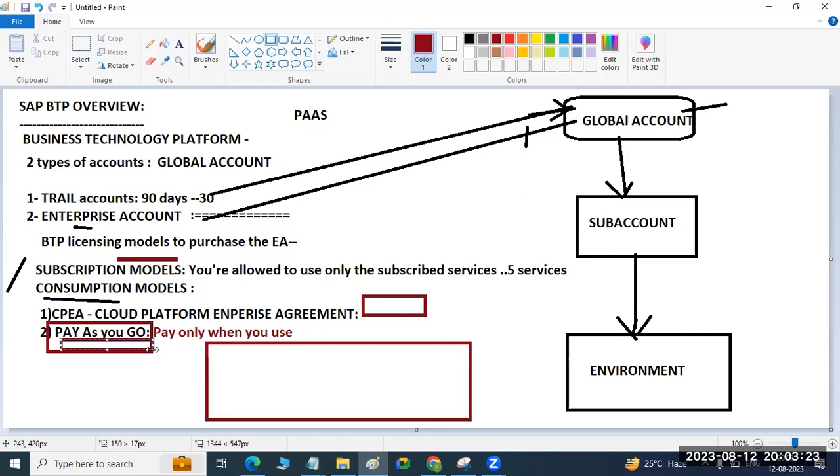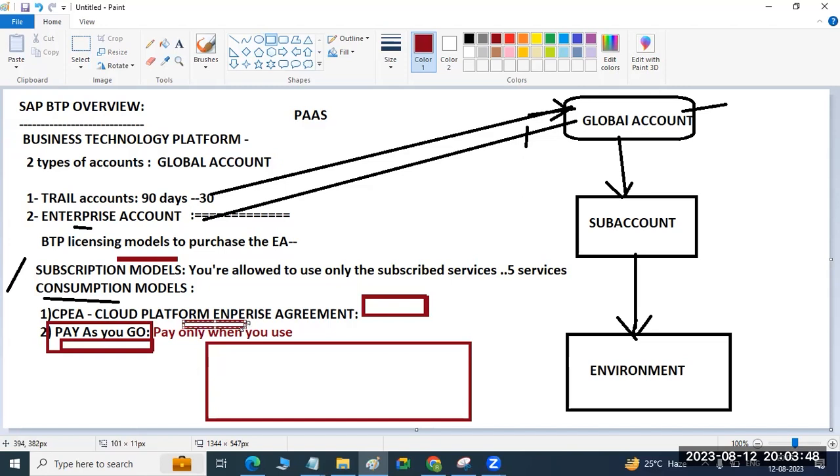Sir, with the pay as you go model, you have to pay more amount, and you will not get any discounts or any credits. So better you go with the CPEA model, the agreement based model, so that you will get whatever the agreements you have written here. Then you can use that amount, however much you want to use.